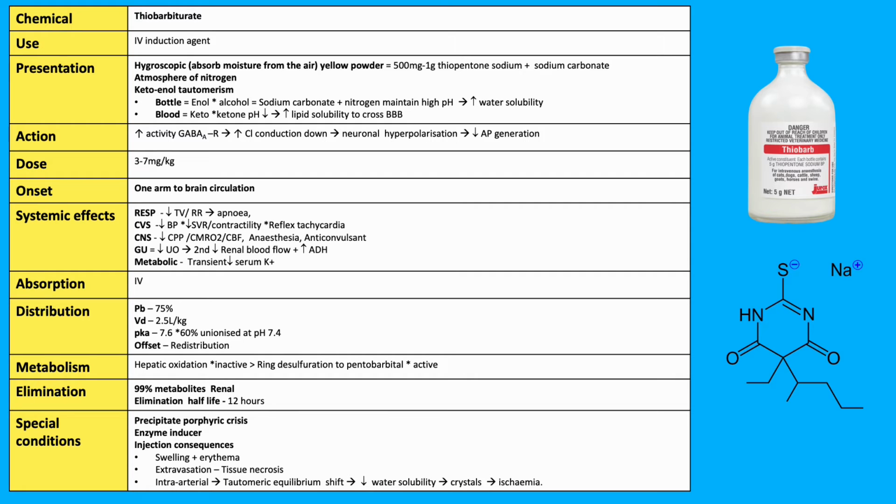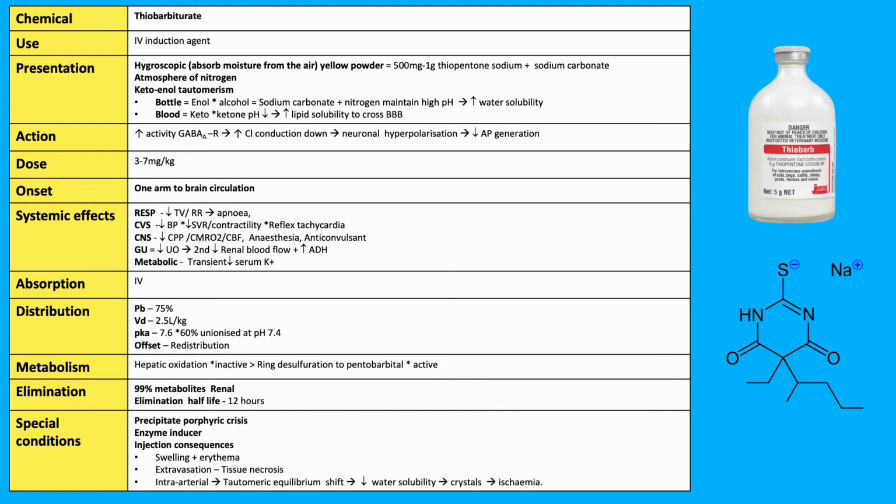GU: due to the reduction in cardiac output, there's also a reduction in renal blood flow and reduction in urine production, with a compensatory increase in ADH. There may also be a transient reduction in serum potassium concentrations. It's given by the IV route. It's 75% protein bound with a volume of distribution of 2.5 litres per kilogram, pKa of 7.6, and it's 60% unionized at pH 7.4. The offset is due to redistribution.